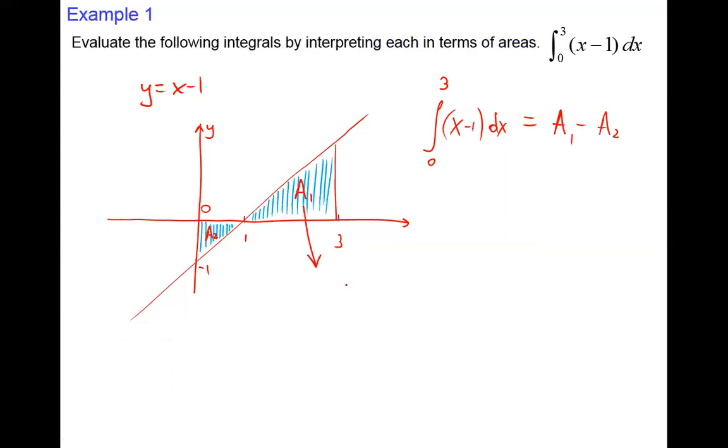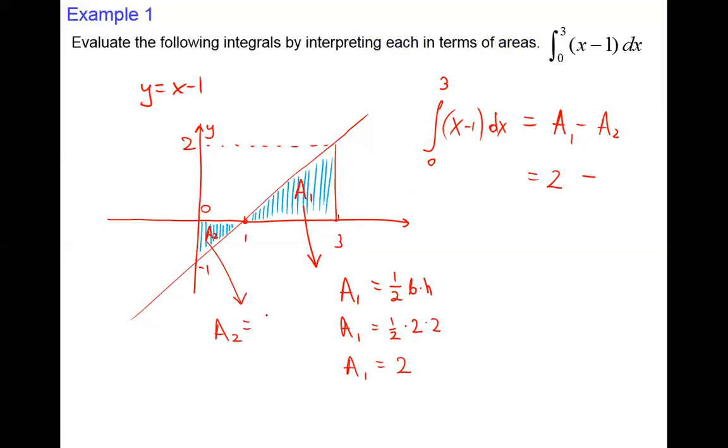Let's find the area of the top triangle. The formula for the area of a triangle is 1/2 base times height. I see that the base is the distance from 1 to 3, which is 2, and the height is the value of the function at 3. If we substitute 3, 3 minus 1 is 2. That means the height is also 2. 1/2 times 2 times 2 is simply 2. The area is 2.